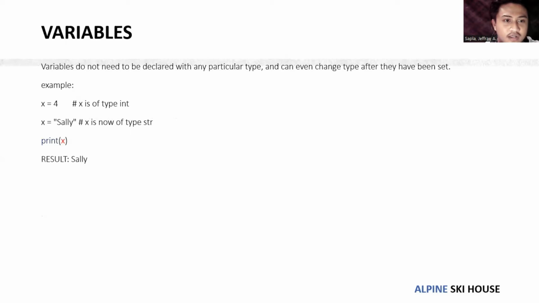So variables do not need to be declared with any particular type and can even change type after they have been set. Example: x is equal to 4, with a comment, x is of type integer, and then x is equal to Sally, and x is now of type string. So, pag print mo yung x, ang result niyan is yung string na Sally.